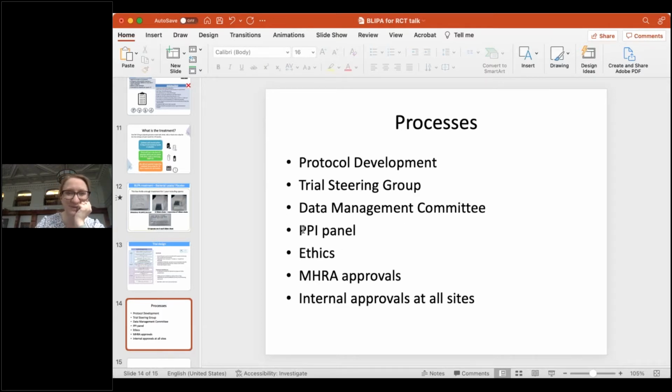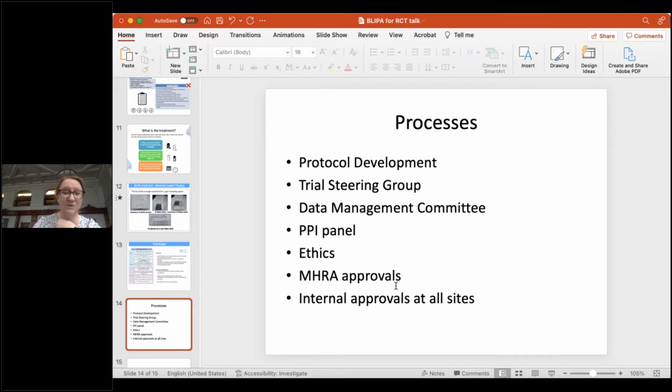The ethics approval was actually relatively straightforward in relation to other studies, and that's probably because so many different people had looked at the protocol in advance. Actually, by the time we got to ethics, the HRA and MHRA process were relatively straightforward. There was just a little bit in terms of the labs that was a bit complicated.